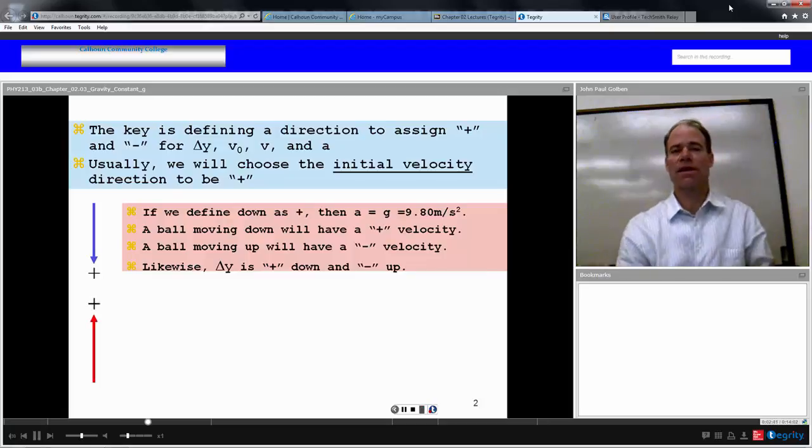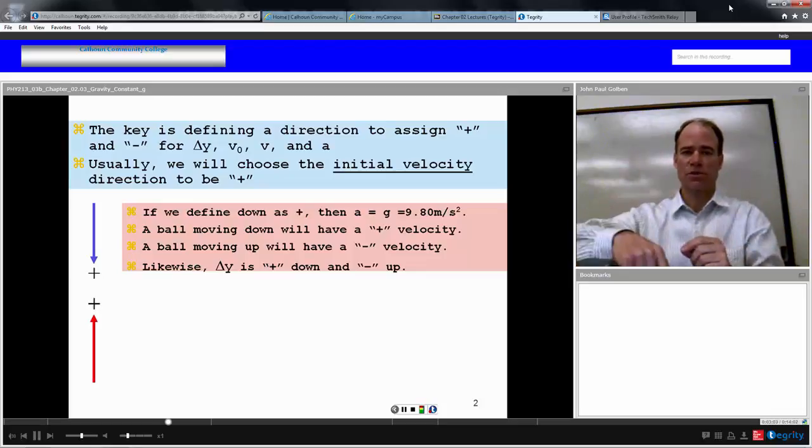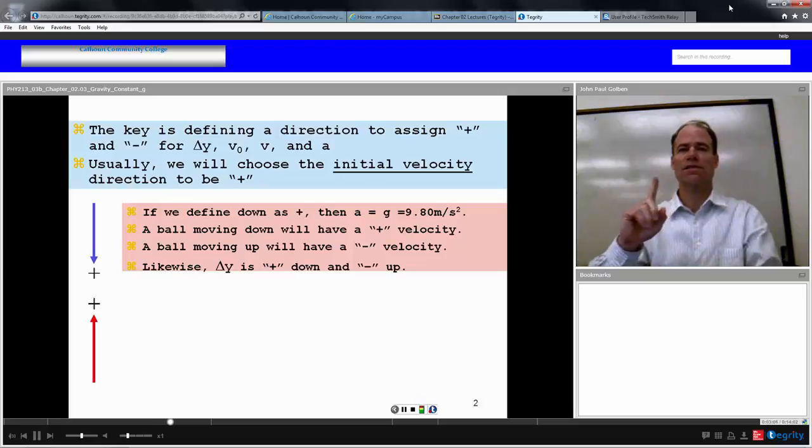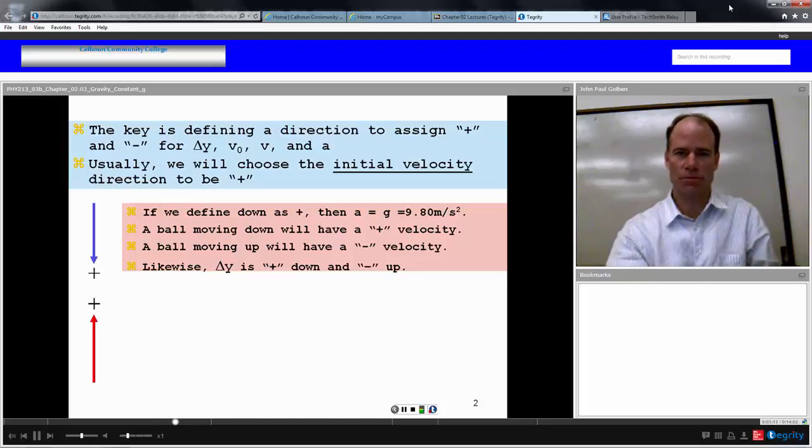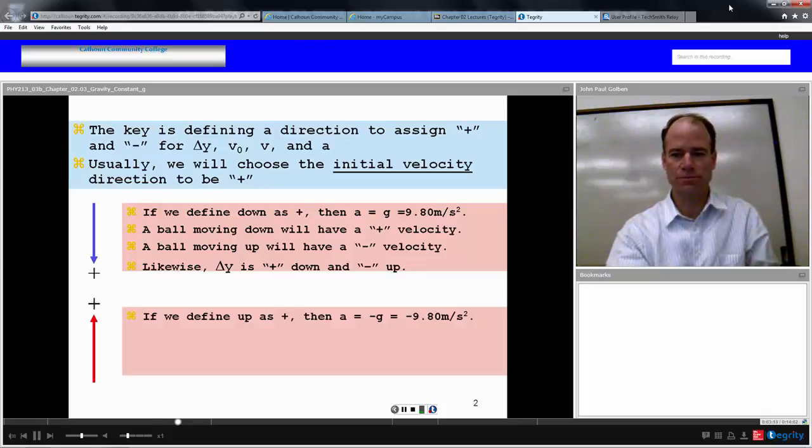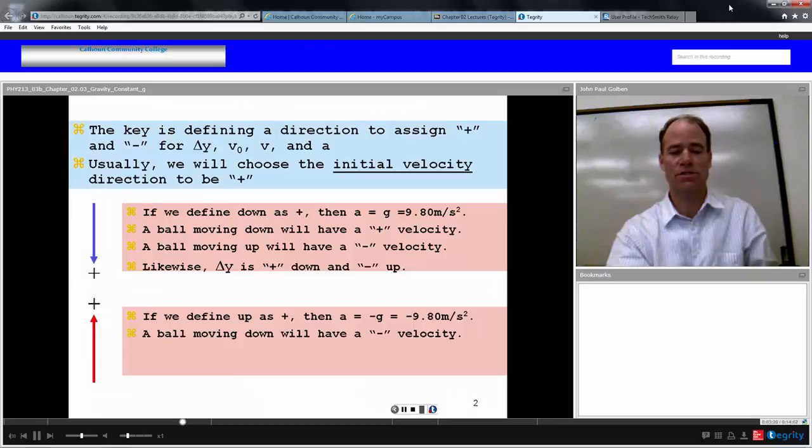We could also define up as positive, and I would again choose my initial velocity direction as determining that. So if I'm throwing my initial object in the up direction, then I will define up as positive, and all my other quantities will have to follow suit. So we always know that gravity is pulling down towards the center of the Earth. So if I define up as positive, that automatically makes my acceleration a negative 9.80 meters per second squared. So acceleration will then be a negative g, a negative 9.80 meters per second squared.